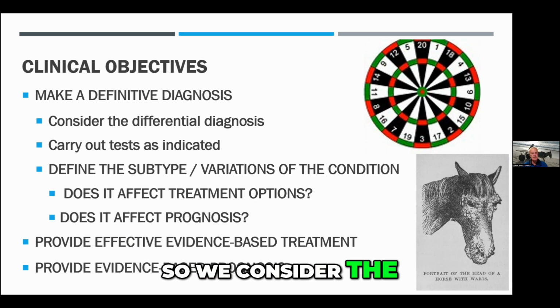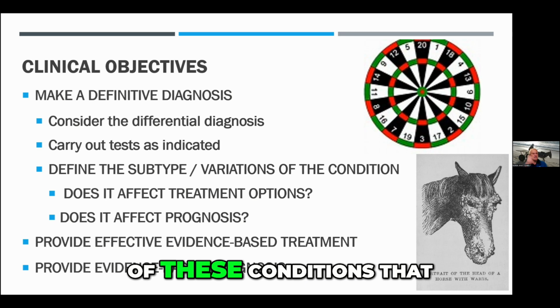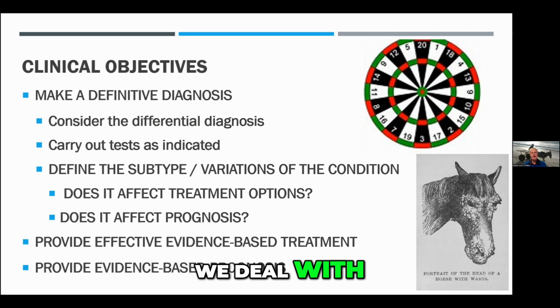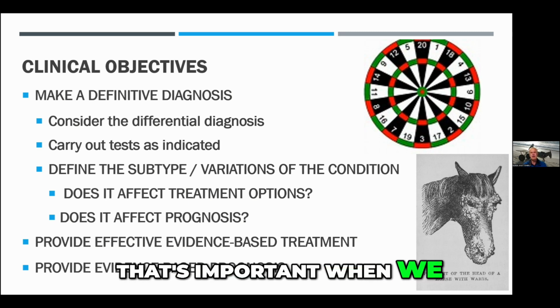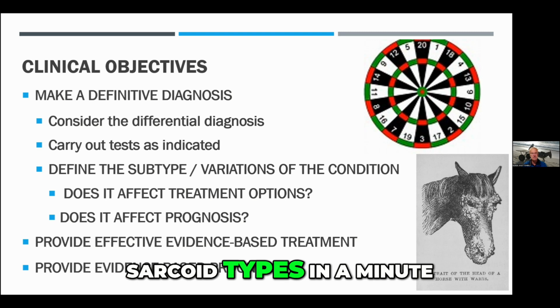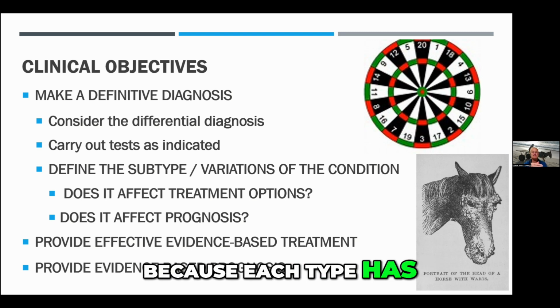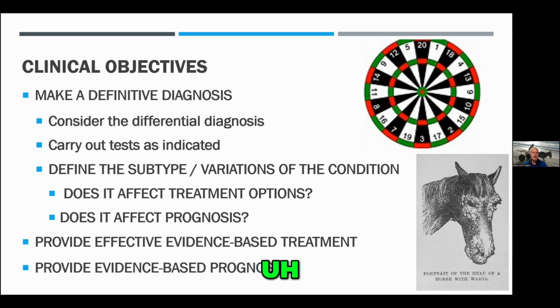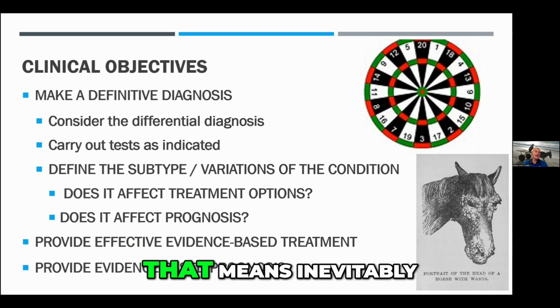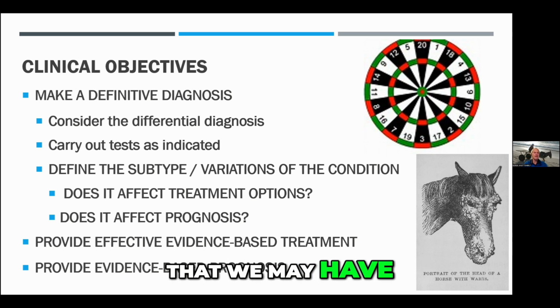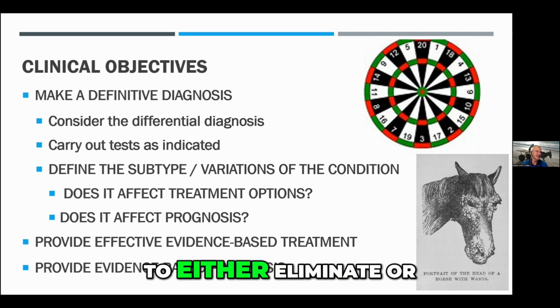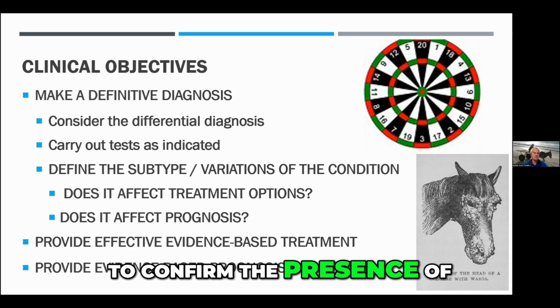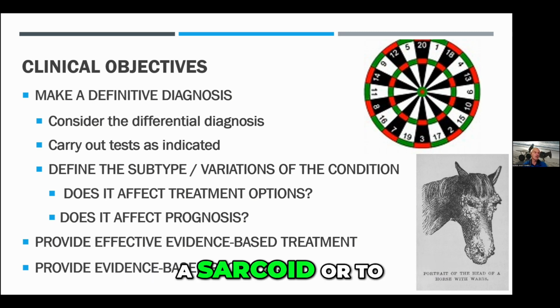So we consider the differential diagnosis for all of these conditions that we deal with. And you'll see why that's important when we come to discussing the sarcoid types in a minute, because each type has its own set of differential diagnosis options. So that means inevitably, of course, that we may have to carry out tests to either eliminate or to confirm the presence of a sarcoid.